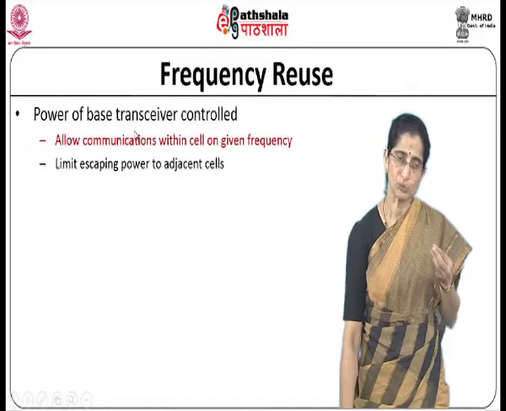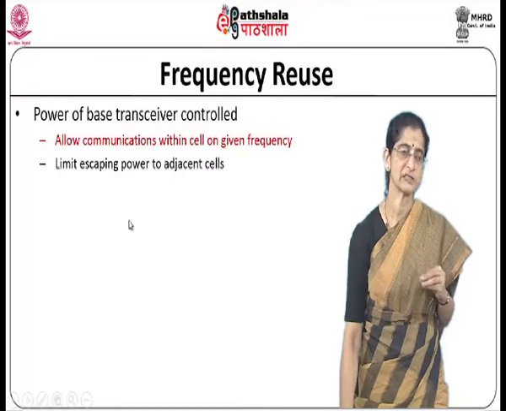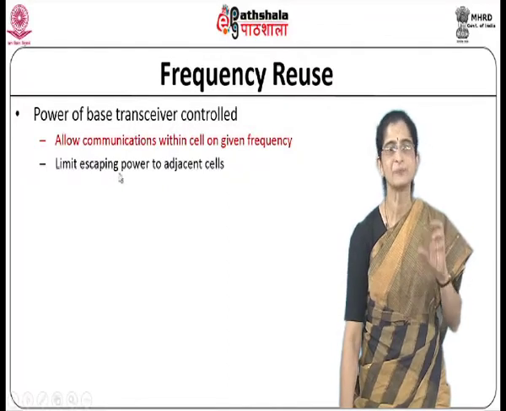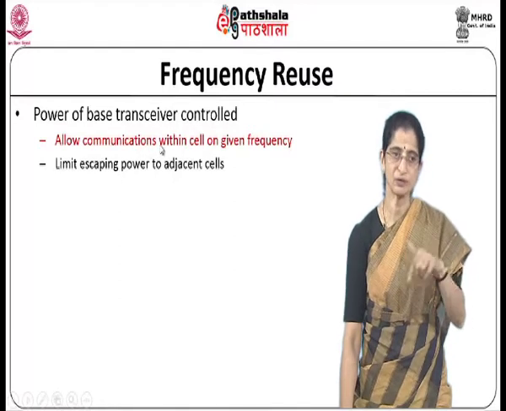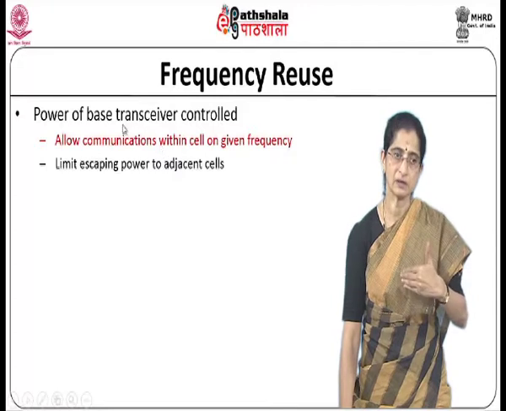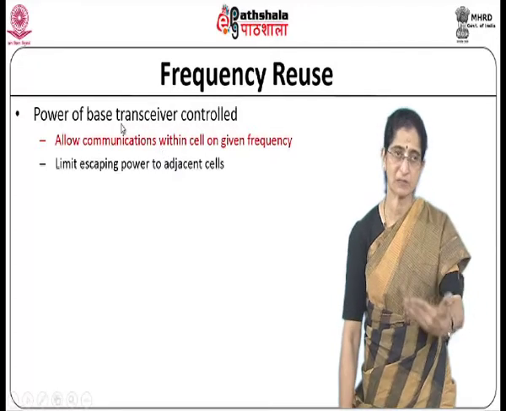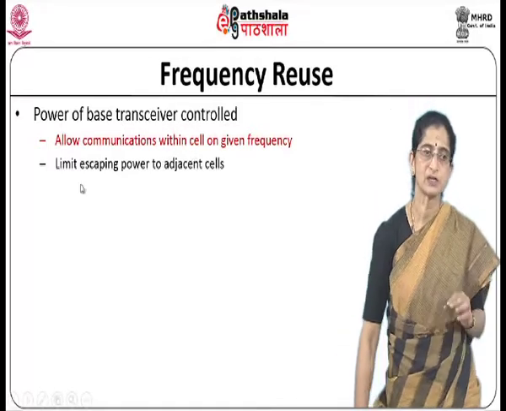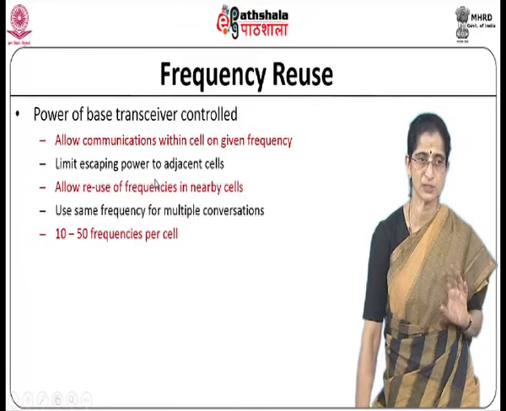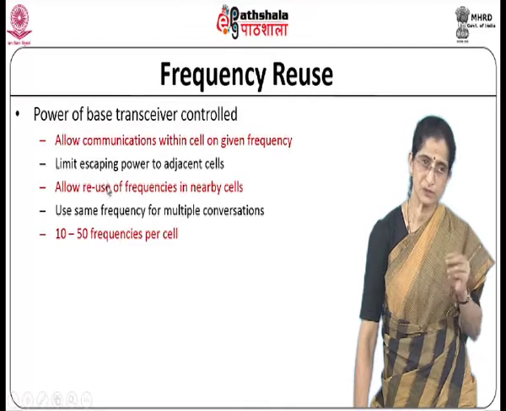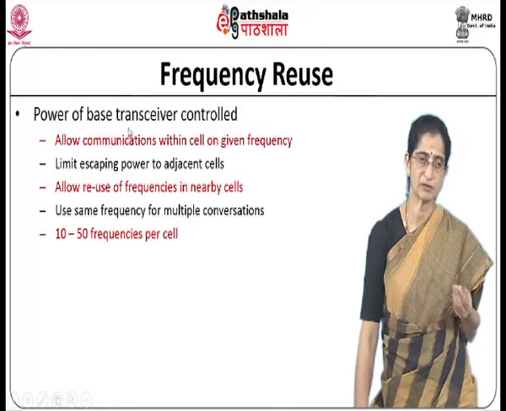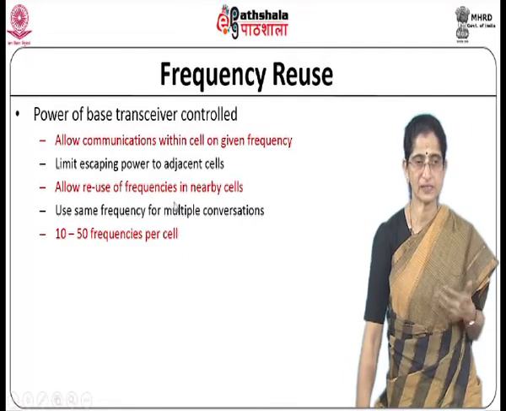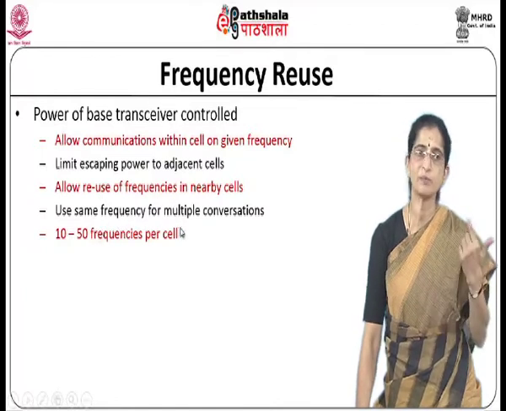So, with frequency reuse, the points to remember are this: the power of the base transceiver will be controlled. Now, why should this be controlled? It is controlled such that it will allow communication within the cell on the given frequency. You also have to make sure that the power is not so high that it interferes with some other transmission taking place on the same frequency, in some other cell which is a little far away. So, you have to limit the escaping power to the adjacent cells. That is something that you gain by having the power of the base transceiver in a controlled manner. And of course, this allows us to reuse the frequencies in nearby cells, so you can use the same frequency for multiple conversations.